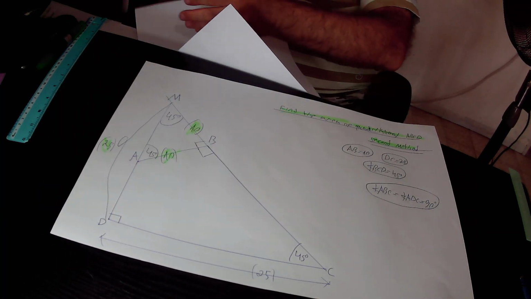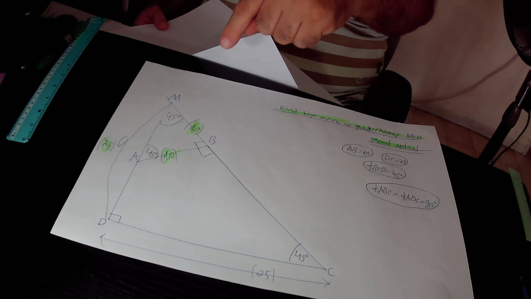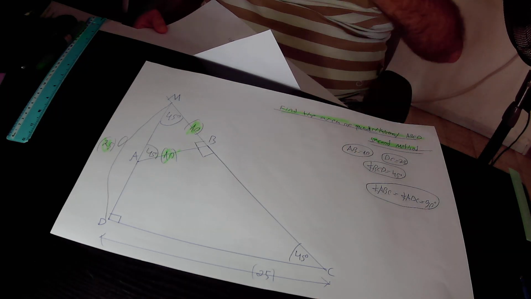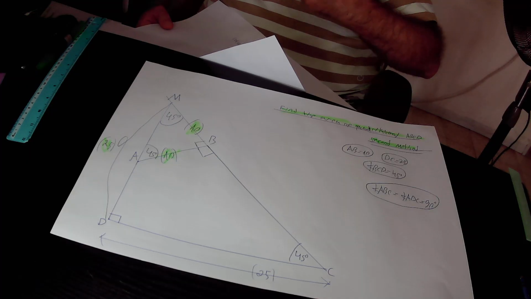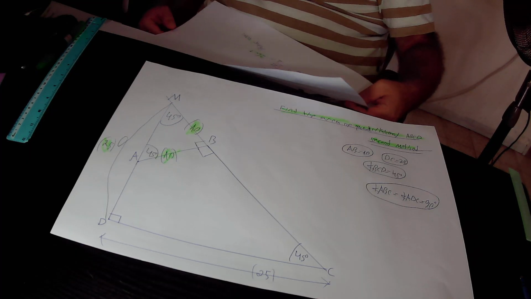So showing both methods, you should find out that the area of this polygonal ABCD is equal to 262.5 square units in size. Okay, thank you very much.